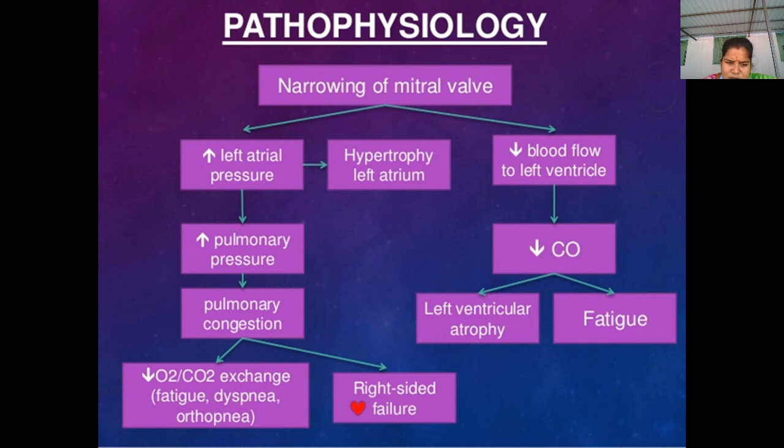Carbon dioxide and oxygen exchange may be decreased. Because of this decreased exchange, the patient may have dyspnea. Not only dyspnea and fatigue, sometimes orthopnea can also be seen. Pulmonary congestion can lead to right sided heart failure.